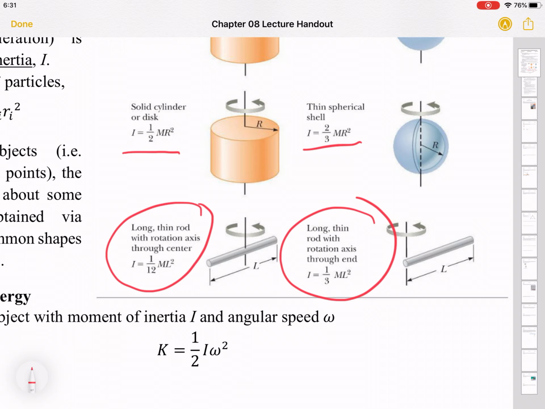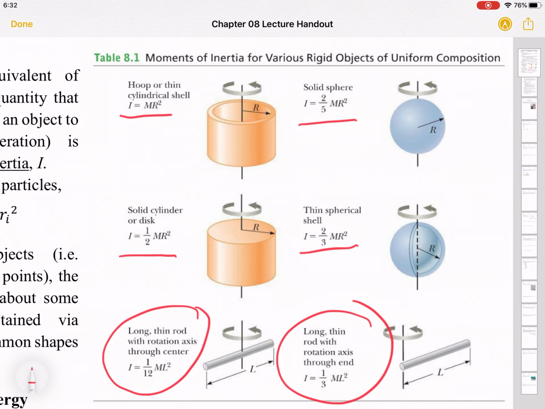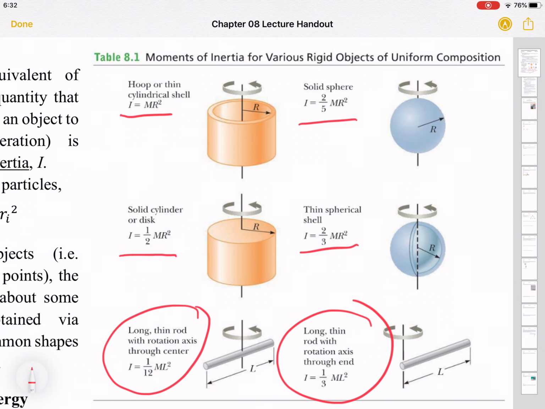A baseball bat is intended to be rotated about one end, so more of the mass is further away. So it should be larger than, say, how you rotate a baton. A baton, typically you rotate about the center, so the furthest that any mass is away from the axis of rotation is L halves. And so 1/12 here is smaller than 1/3. That's why that's lower.